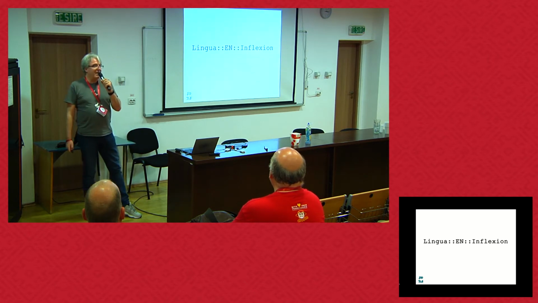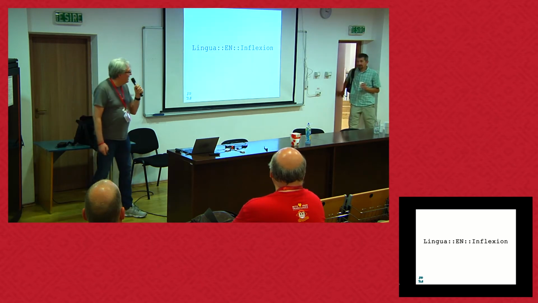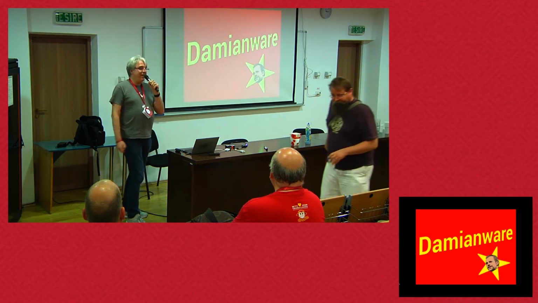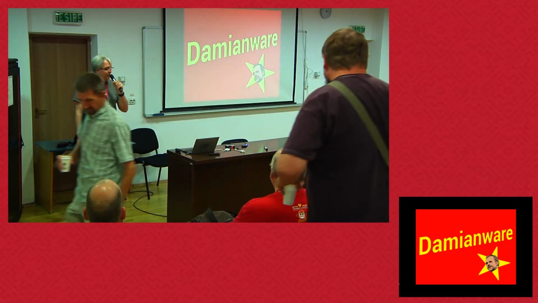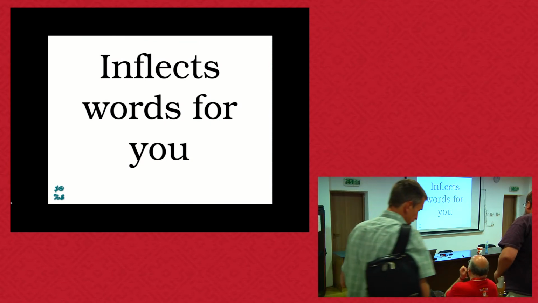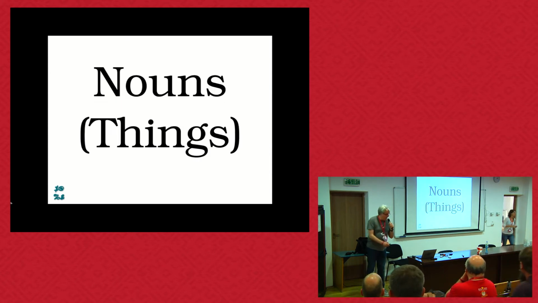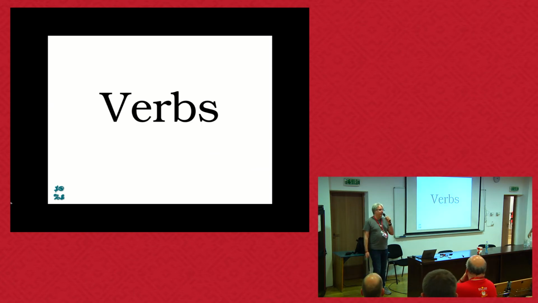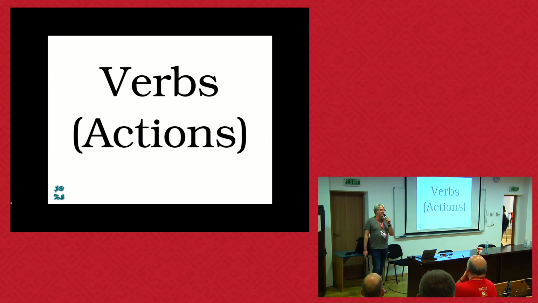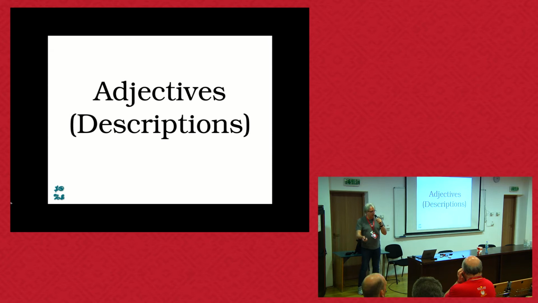It's called Lingua::EN::Inflect. Oh, and sorry for the people for whom EN isn't your first language. And it's Damianware, which means several things to different people. But what it does is it inflects words for you. It will inflect nouns, which, for those of you that don't know grammar, are things. It will inflect verbs, which are actions, or as my old English teacher used to say, doing words. And it will inflect adjectives, which are descriptions.